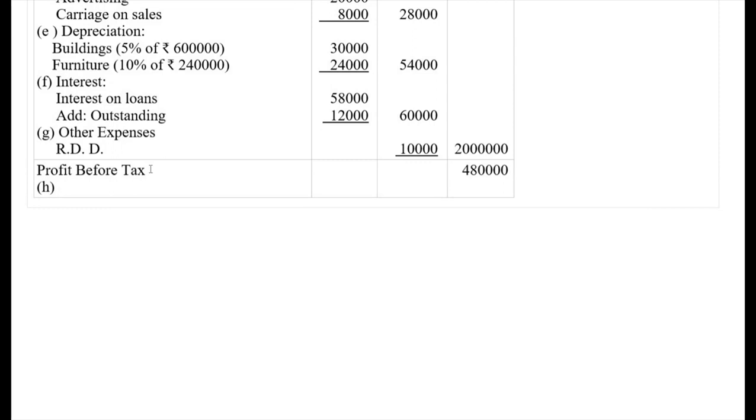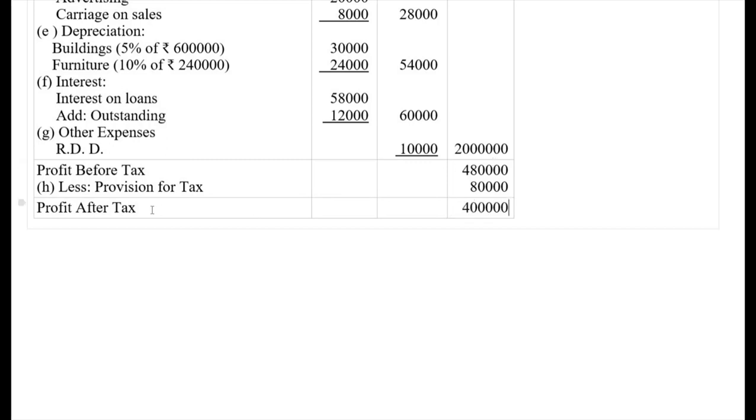So from this let's deduct. So H, less provision for tax. So provision for tax in the problem is given as rupees 80,000 here. So the difference here is profit after tax, which comes to rupees 4 lakhs. Then less transfer to partners, but here in the problem the profit sharing ratio is not given. So what we can do here, just put a dash here, then it comes here rupees 4 lakhs again.